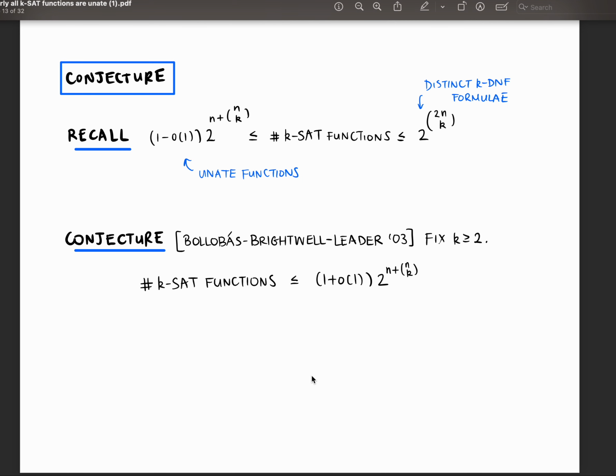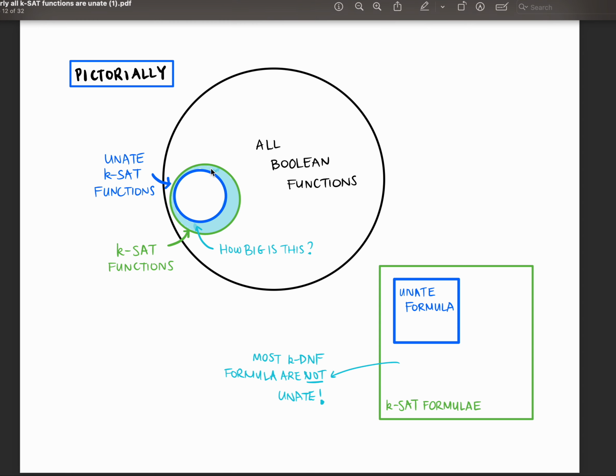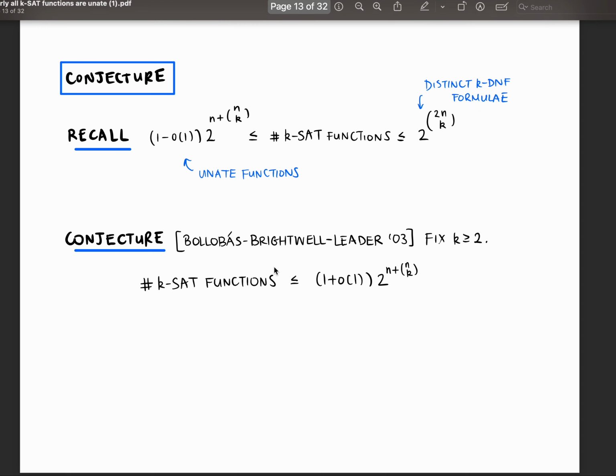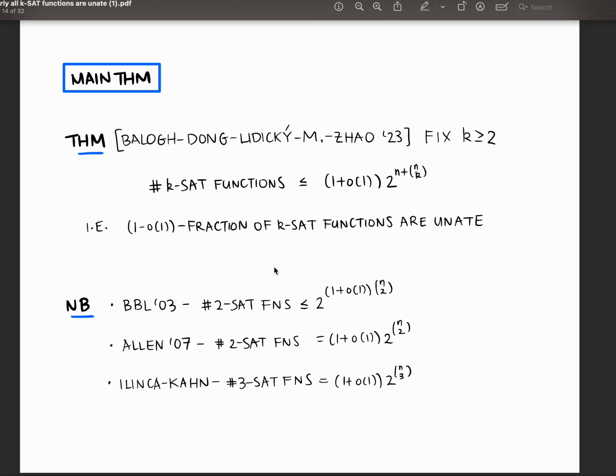It turns out that the lower bound we came up with is asymptotically correct, as we're going to show. And Balogh, Brightwell, and Lidický in 2003 conjectured this very sharp conjecture, that the number of k-SAT functions is at most 1 plus little o(1) times the number of unate functions. So, in fact, this blue circle is only little o(1) away from this green circle. And the main result is that we verify for all k that this Balogh, Brightwell, Lidický conjecture holds. It was formerly verified in the case of k equals 2 and k equals 3 by Allen, Ilenkamp, and Kahn, and we verify it newly in this work for all k greater than or equal to 4.